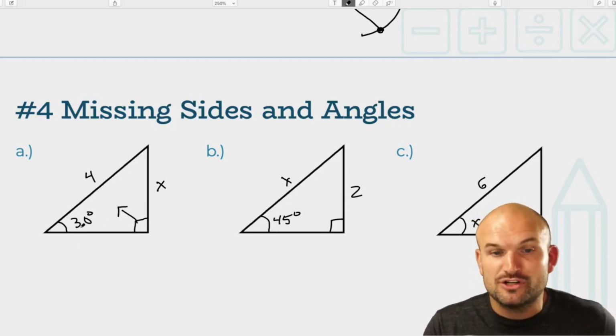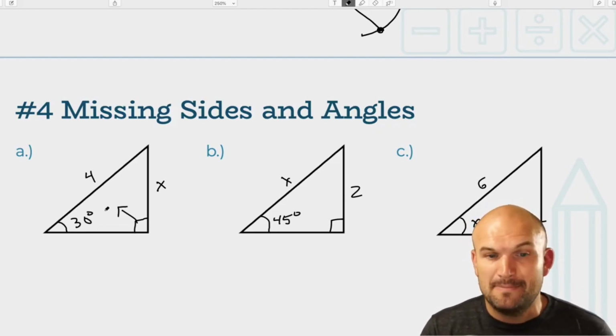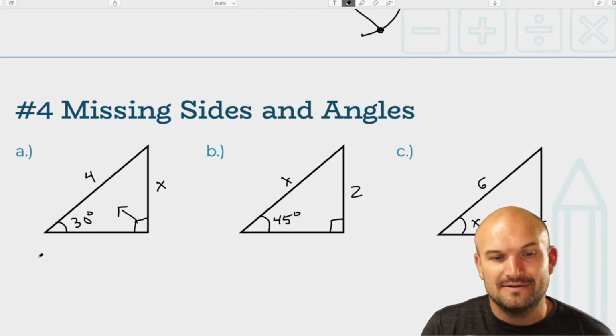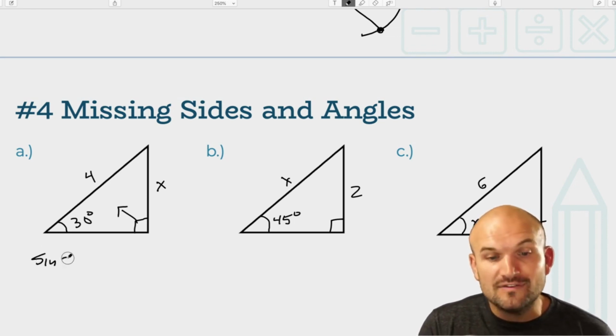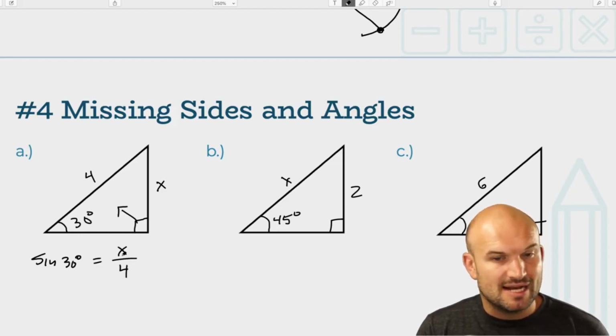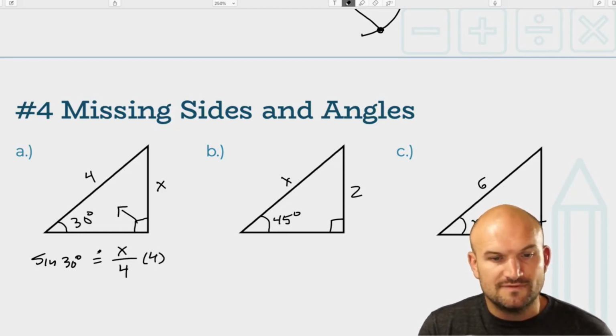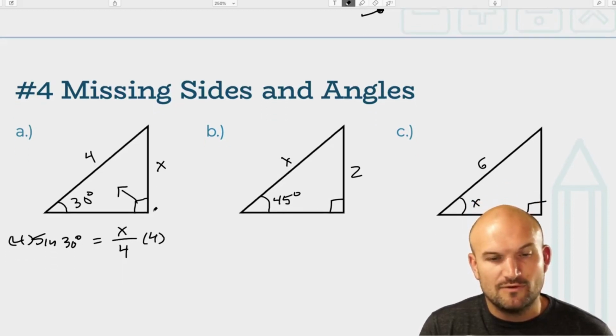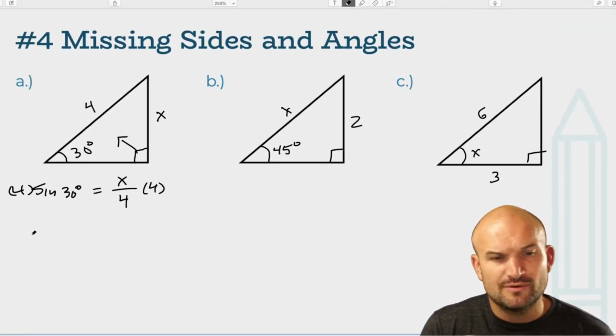So we need to think about which trigonometric function represents the opposite and the hypotenuse, and that is sine. So I can say the sine of 30 degrees equals the opposite side over the hypotenuse. So if I want to solve for x, all I need to do is get 4 off. I'm just going to multiply by 4 on both sides.